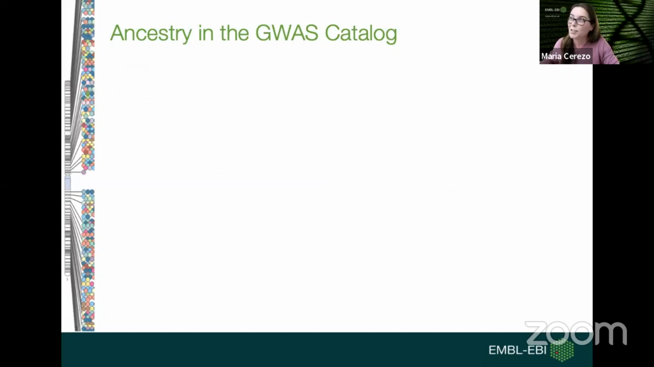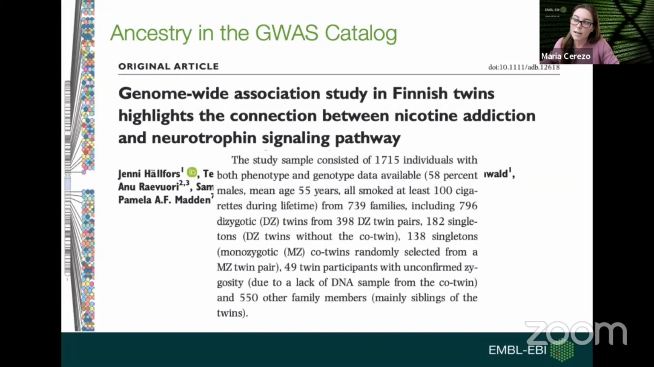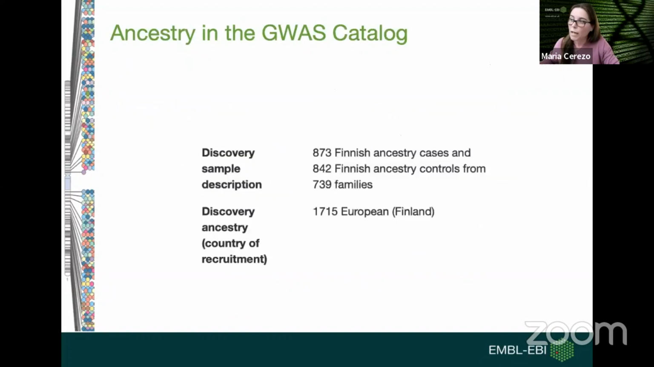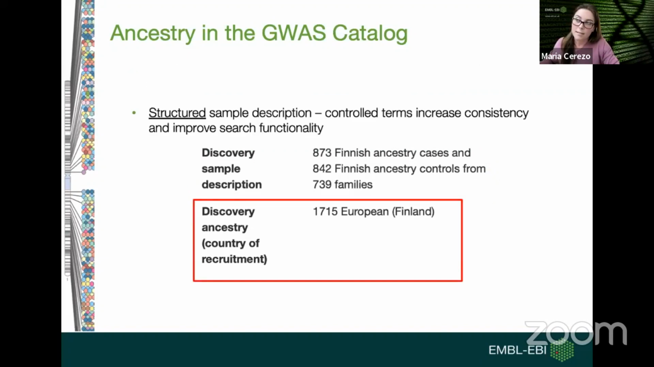What does this mean? So, for example, in this study, the sample description of the cohort is not easygoing, it's quite descriptive. So we can summarize it in the free text, as you can see here. We have the number of cases and the number of controls. In the structured way, we use a broad category that is easily findable and searchable, also for machines.